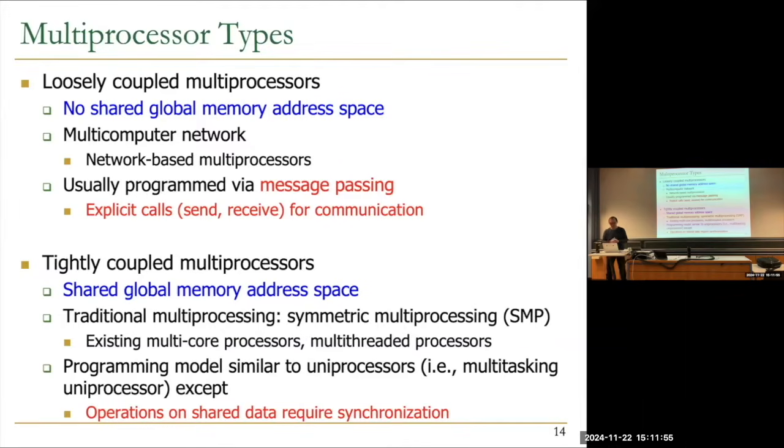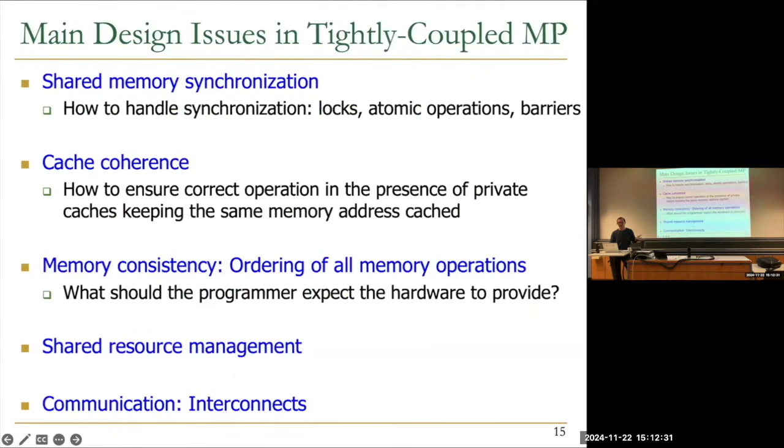I believe it's easier. Okay, so in this slide, I covered different types of multiprocessors and also the distinction between the programming model and the hardware execution model. Basically, the way these multiprocessors actually differ is really the hardware execution model, which is whether or not you have a shared global memory address space to communicate. And usually they differ in programming model also, but not always. Okay, so there are many design issues. We're going to focus a lot on tightly coupled multiprocessors. Shared memory synchronization: how to handle synchronization, what kind of synchronization primitives you have. We've already talked about some of these.